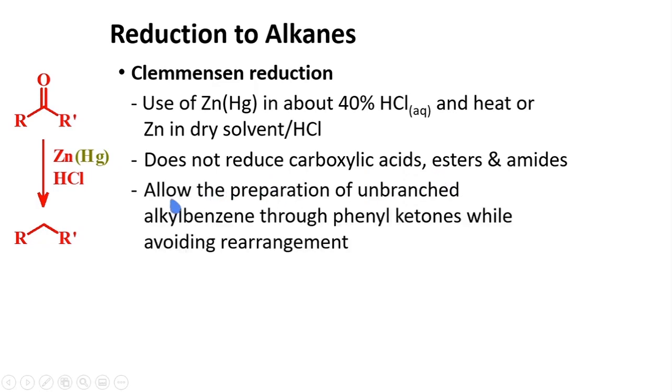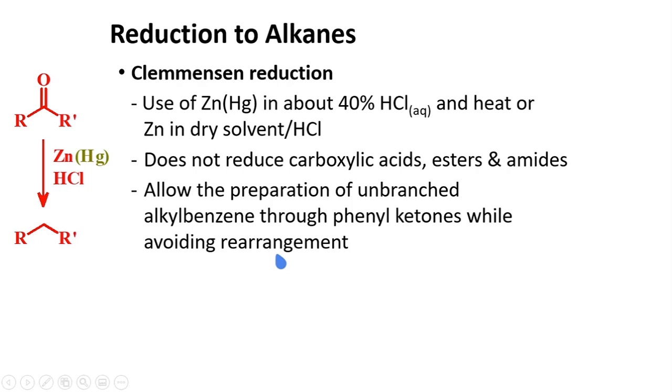One interesting use of this method is the preparation of unbranched alkyl benzene through phenyl ketones while avoiding rearrangement. As I have discussed in the topic of aromatic hydrocarbons, Friedel-Crafts alkylation is prone to rearrangement. For example, the formation of propylbenzene is not very effective if you use 1-propyl chloride and aluminum chloride. You will produce an isopropylbenzene in that case.